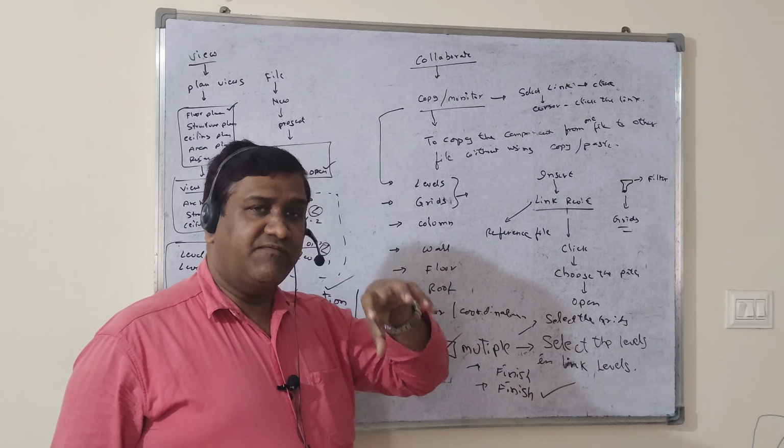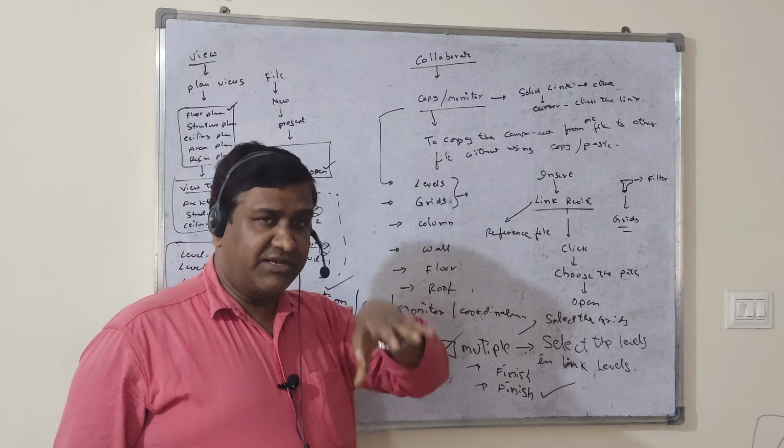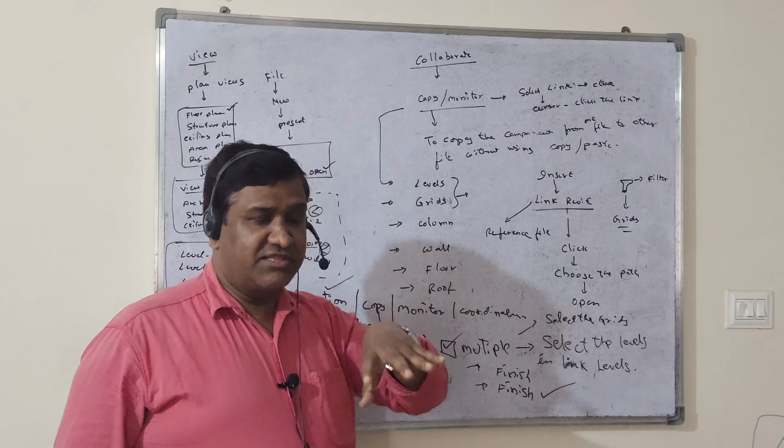Where the location of the levels and grids is, exactly the same location, the same place, is going to be assigned to the grids and levels. So this is the way we have to work for Copy Monitor, because here there is no need to place manually; we have to work with Copy Monitor only.